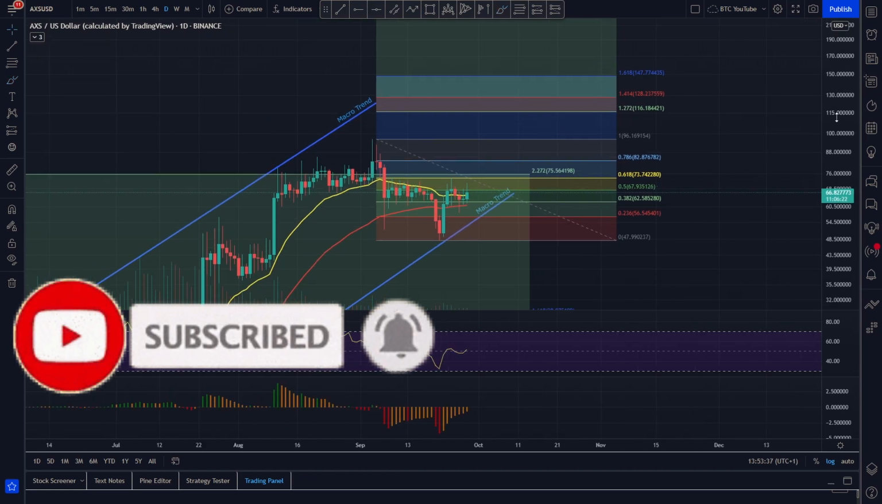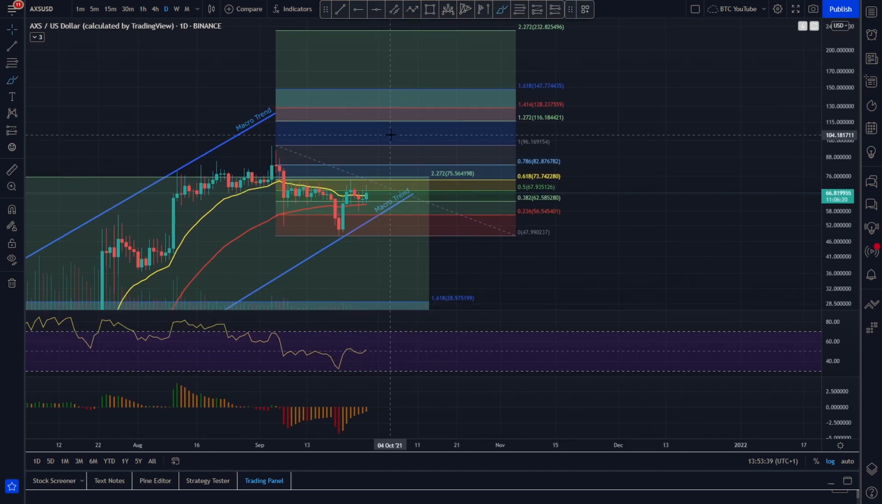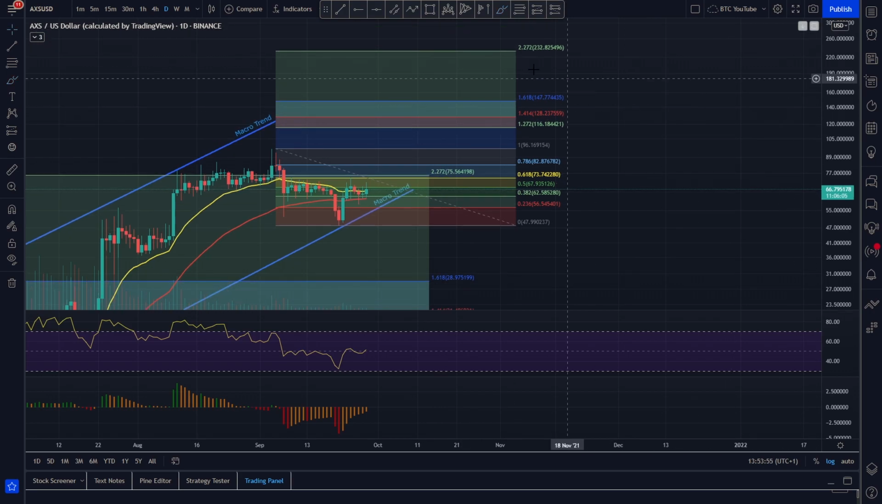And then going into the next move that we're looking for Axie, we could be looking at a very, very nice little pump up. Obviously, we want to get back to that all-time high at $96, but then we do have the 127 at around 117. Got the 141 at 130, the 161 at around 150, and then obviously that massive 227 extension at around, what is that, $232?